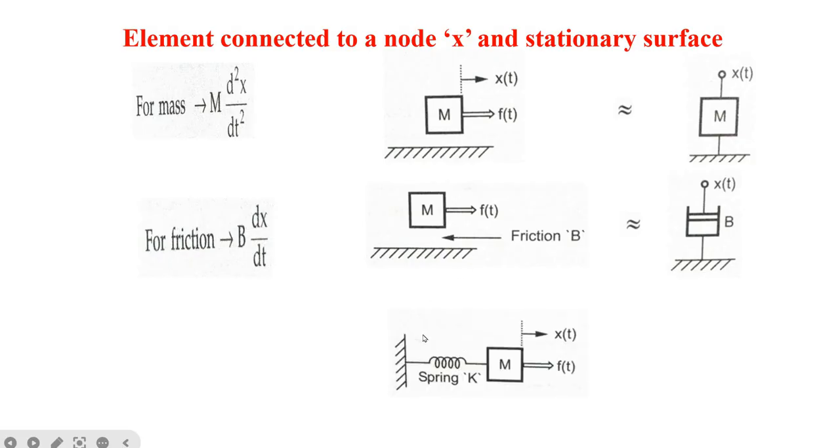Next, similarly for spring, here this spring. Again there is a displacement x of t, and we are applying the force F of t, because of which there is a displacement x of t. In the equivalent mechanical system, you have to draw it like this. That will be connected in between the node and the stationary surface. So for spring, force is k into x, that is k into the displacement.